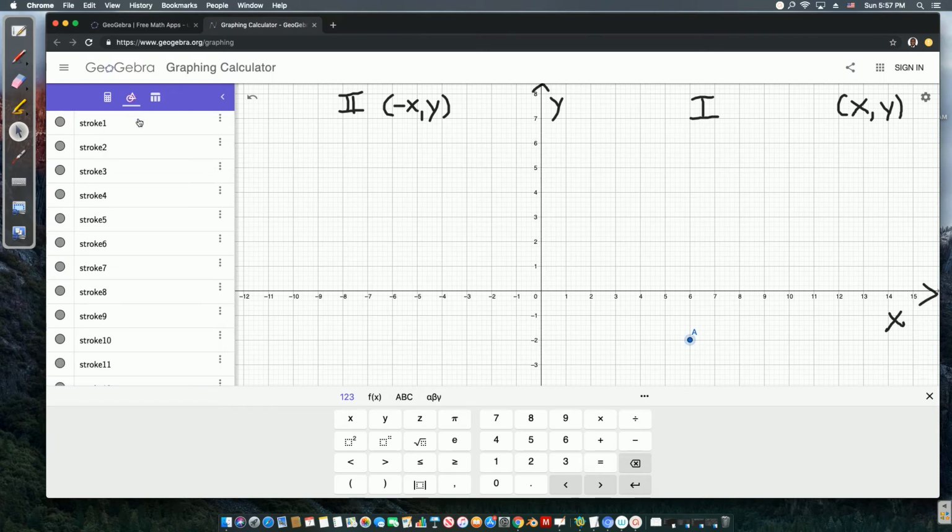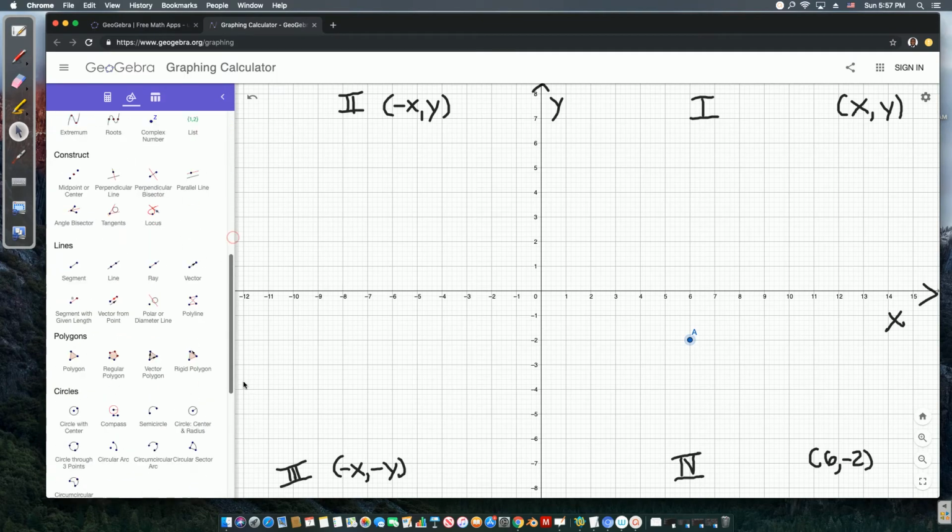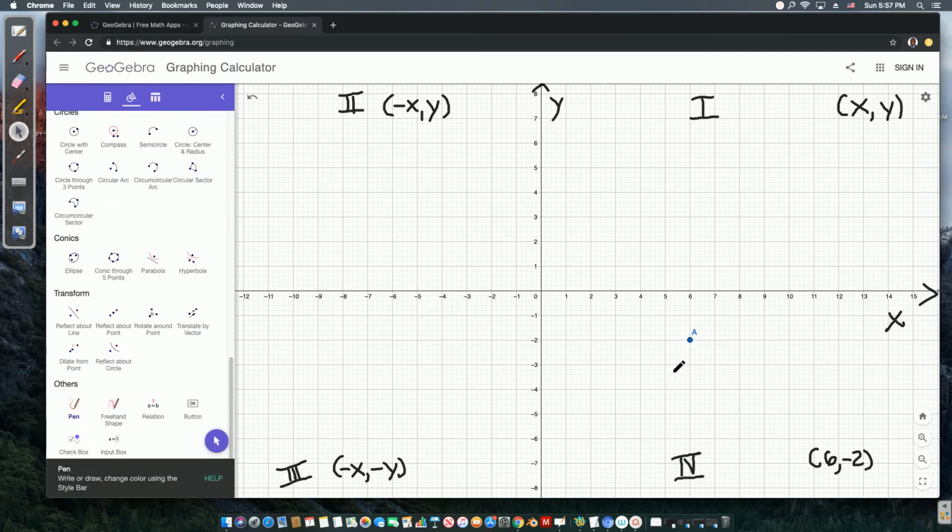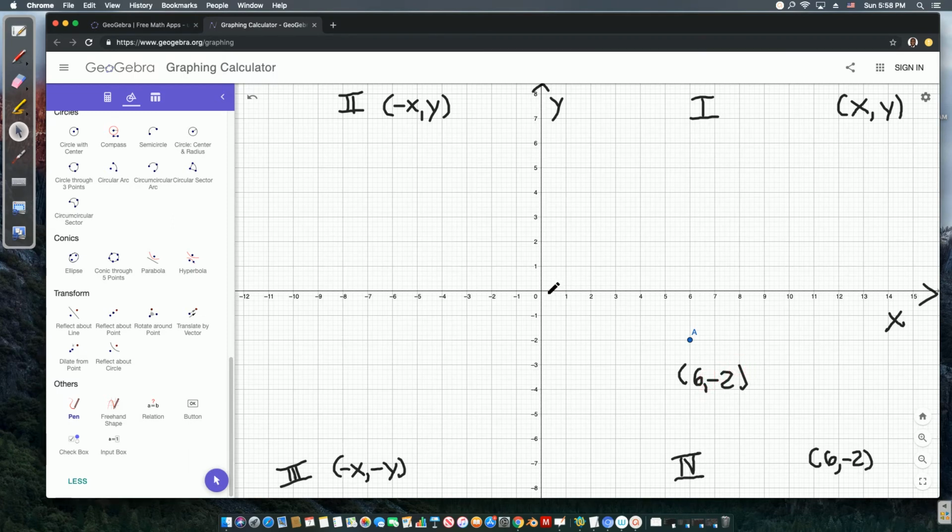We want to show that this point is represented by the value, actually it's not minus 6, it's actually 6 and negative 2. All right, so from the origin, we move towards the right. 1, 2, 3, 4, 5, and 6. Then we come down 1, 2. And so that represents the point A. 6 and minus 2 is the coordinates.